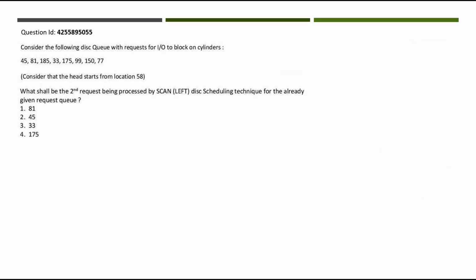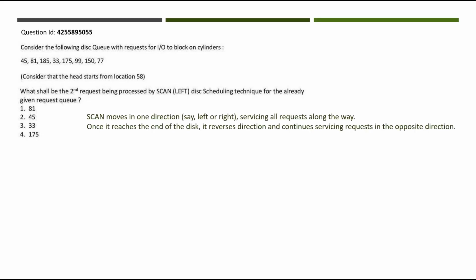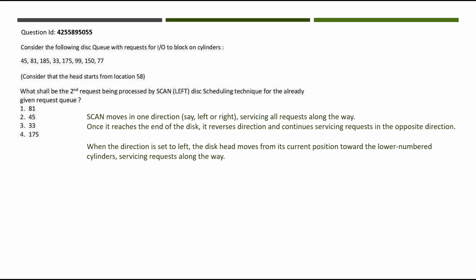Next question. What shall be the second request being processed by the SCAN left disk scheduling technique for the already given request queue? Actually, when you take the SCAN algorithm, SCAN moves in one direction. It can be either left or right, servicing all requests along the way. Once it reaches the end of the disk, it reverses direction and continues servicing requests in the opposite direction. This is the SCAN algorithm. Since they have mentioned SCAN left, when the direction is set to left, the disk head moves from its current position towards the lower numbered cylinders, servicing requests along the way.